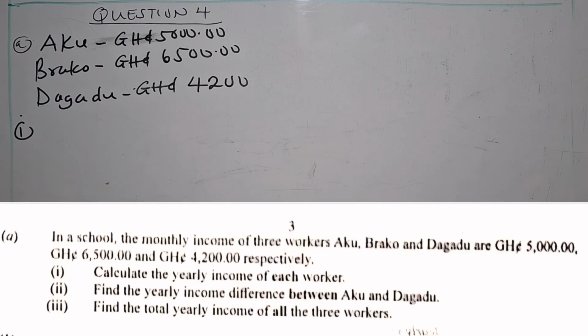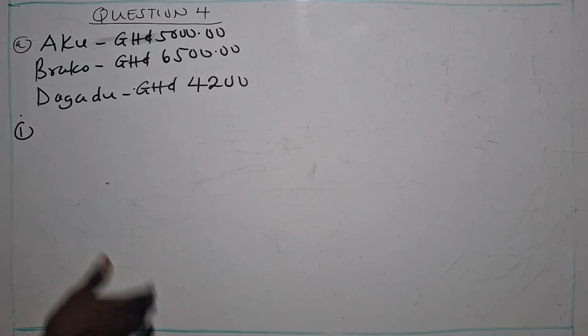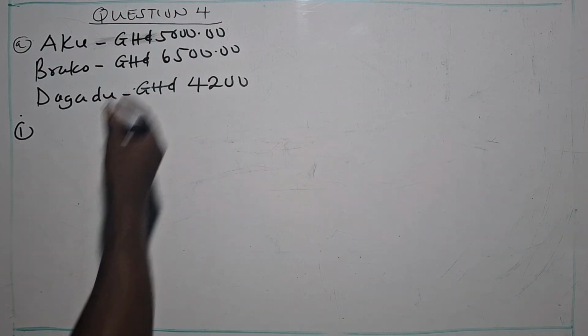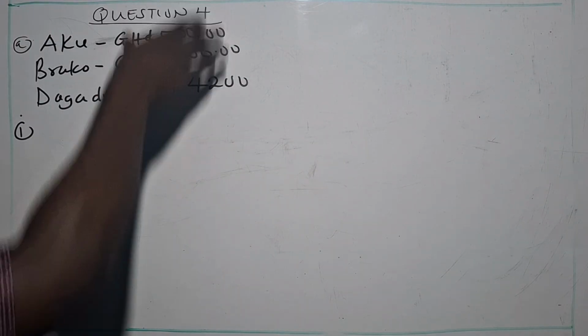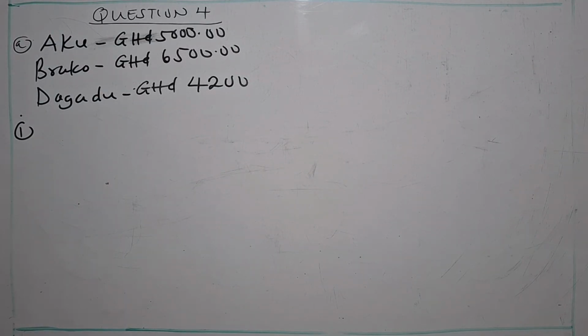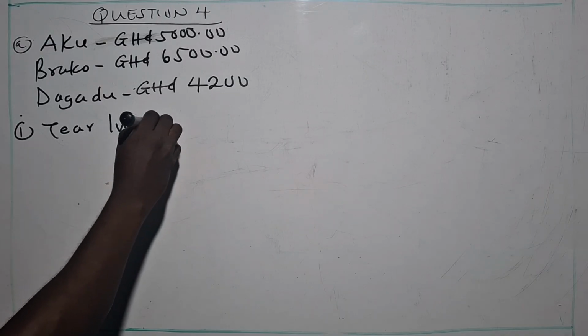What is yearly income? If this is their monthly salary, you are earning this monthly, what will be your yearly income? Yearly means per year. So what you need to know is, if each month you are receiving this amount, how many months do we have in a year? It is 12. So you are going to multiply each of these salaries or incomes by 12 each. So the yearly income.